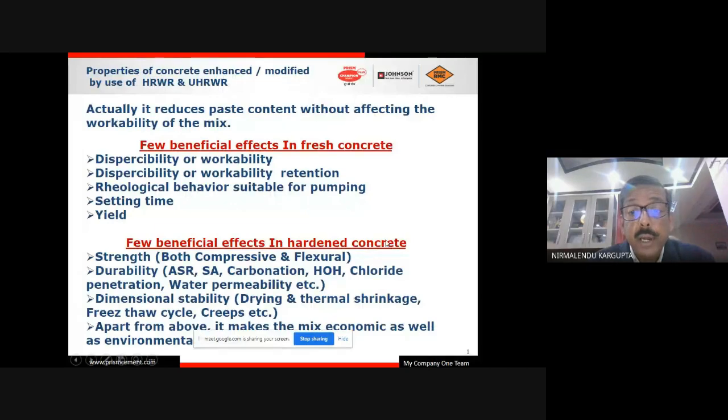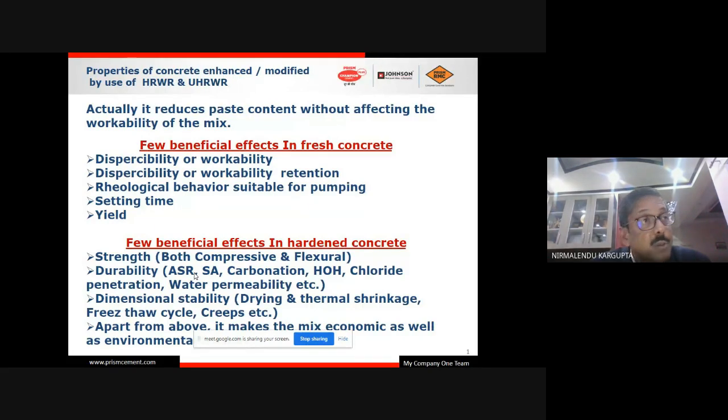Few beneficial effects in hardened concrete. What is happening? Strength, both compressive and flexural strength, has been discussed in my first slides. And then durability. If you go with durability, alkali silica reactions are reduced with chemical admixtures. How? Now you know that paste is reduced without affecting the workability. Sulfate exists in the cement, and cement is a part of paste. Paste has been reduced, meaning sulfate has been reduced. So alkali silica reaction has been reduced. Sulfate attack also, same, sulfate is reduced.